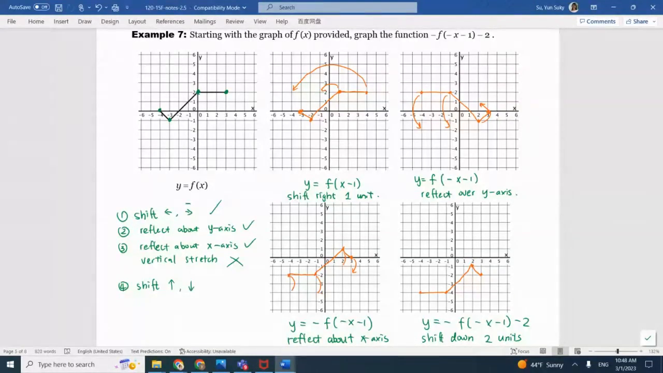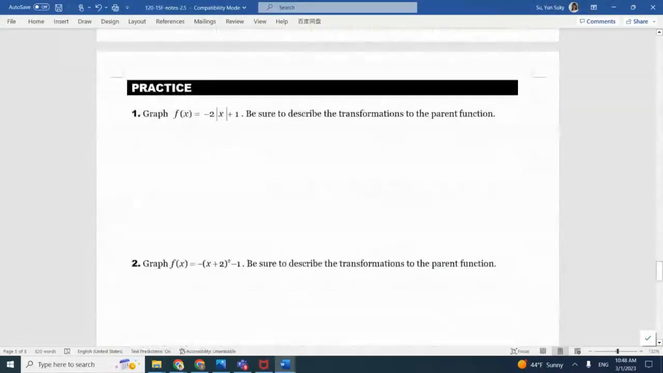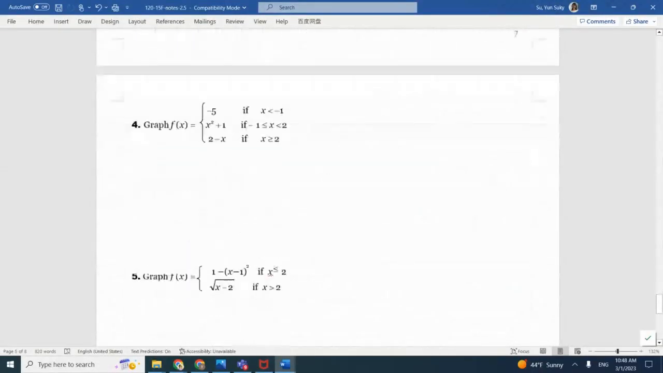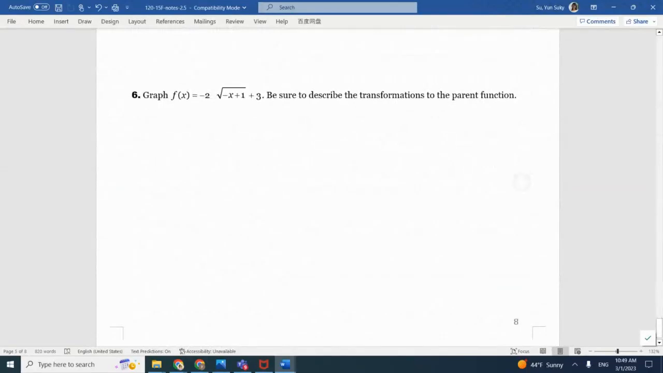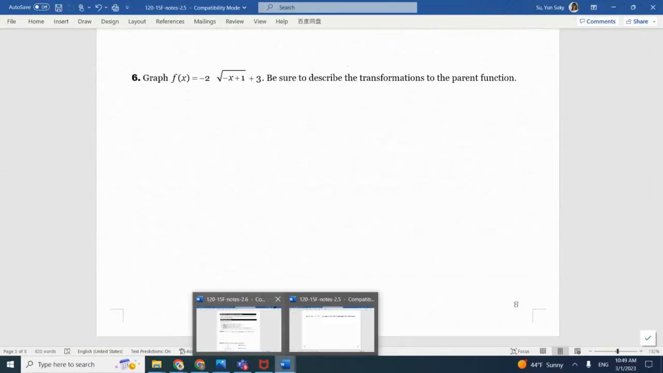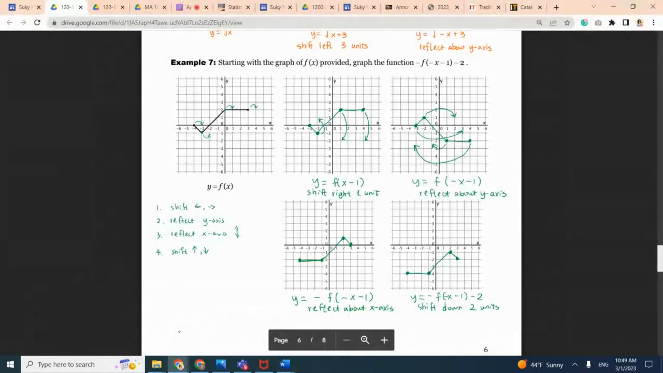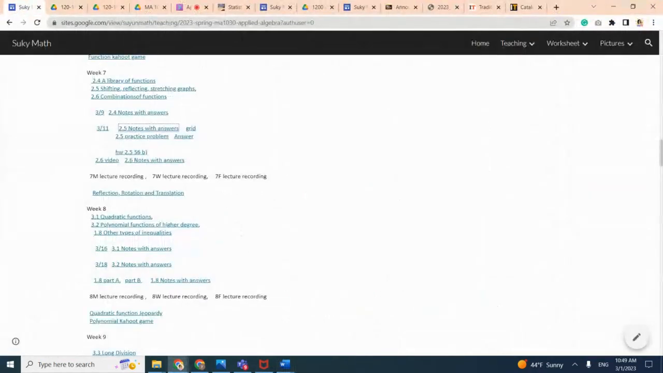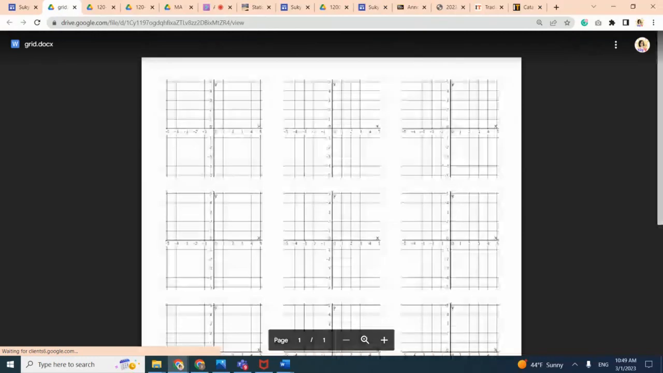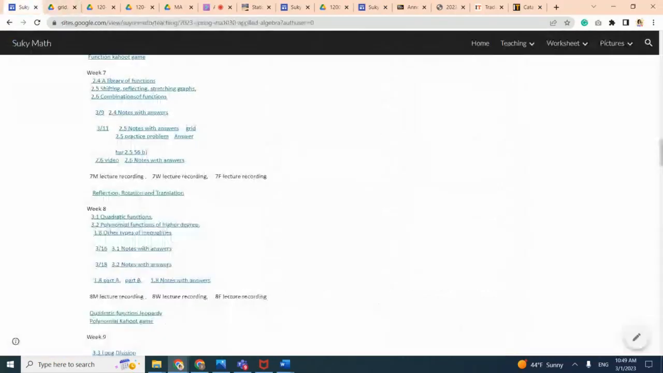This session is hard because it includes a lot. With the transformation, you have to stick with that order. So I really hope that you can do more practice. So here you have practice. Please work with your tutor or on exercises, and then come to see me and ask me if you have questions. Also on the website, do you see the grid? If you want to print it out and draw it, you can use the grid. And this is a practice problem.